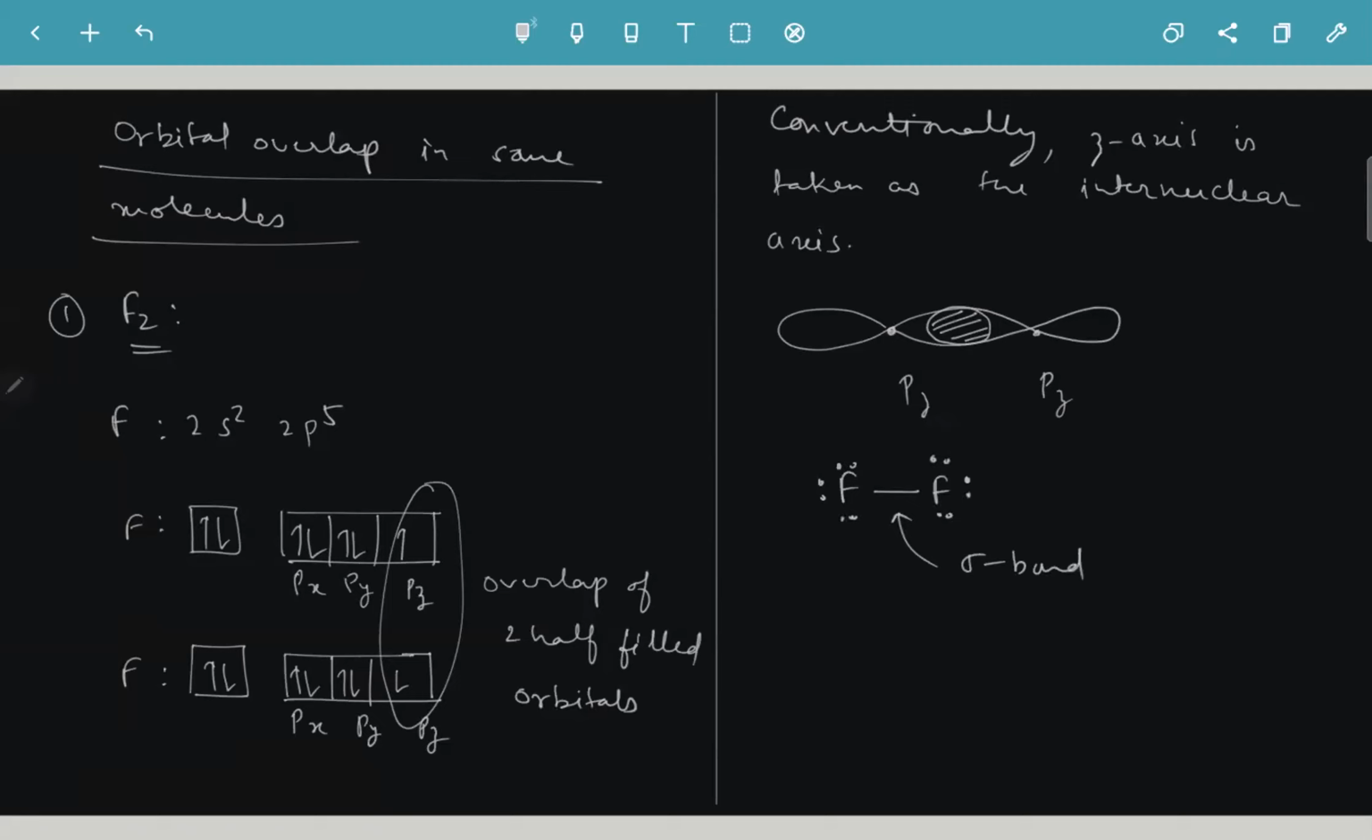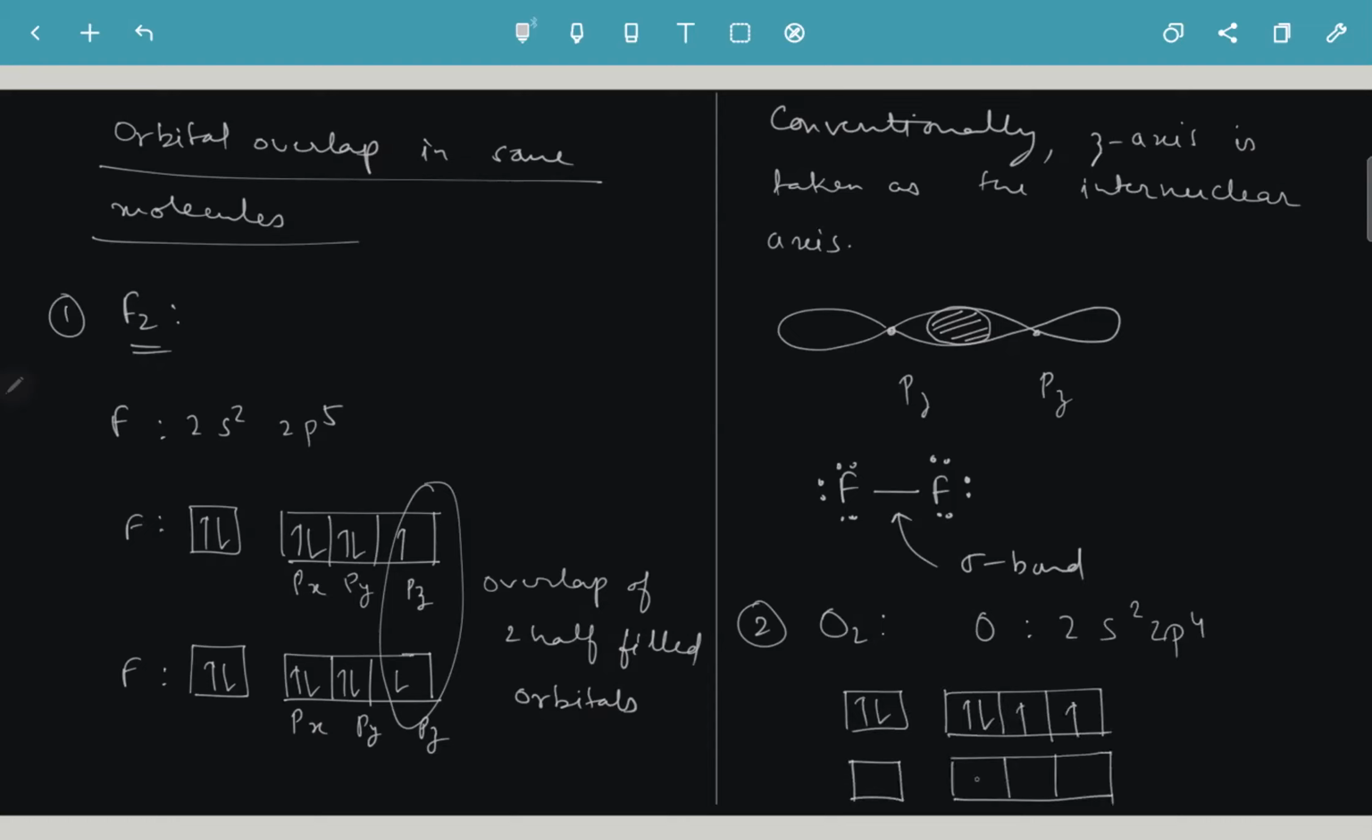Now considering the O2 molecule. Oxygen atom configuration is 2s2 2p4. 2s2 2p4 अगर draw करेंगे, there will be two half-filled orbitals. This is 2s2 2p4. दो oxygen atom side by side draw कर लो. Both of them have two half-filled orbitals. Half-filled orbital of one will overlap with half-filled orbital of another to form bonds.